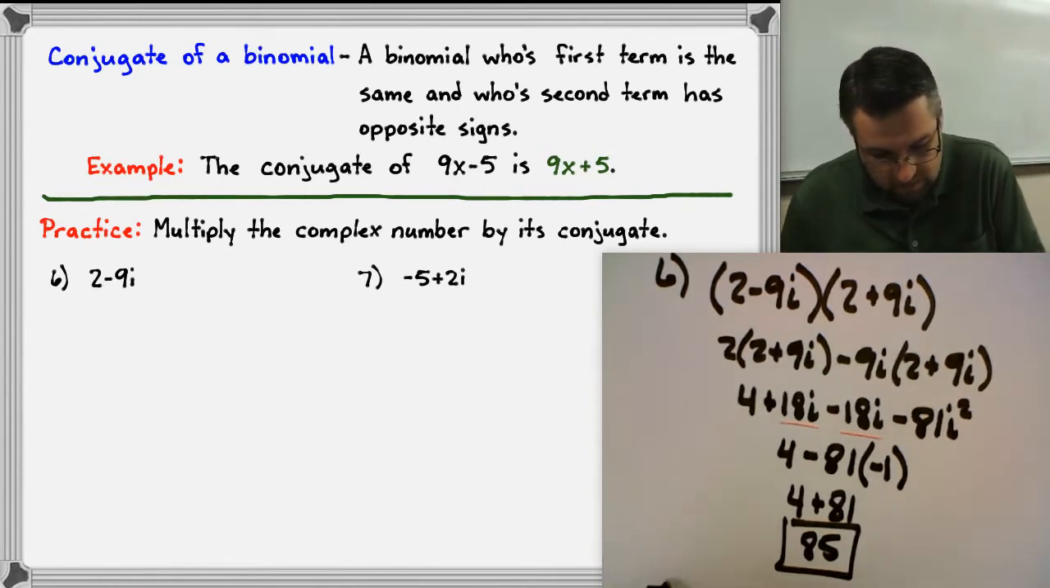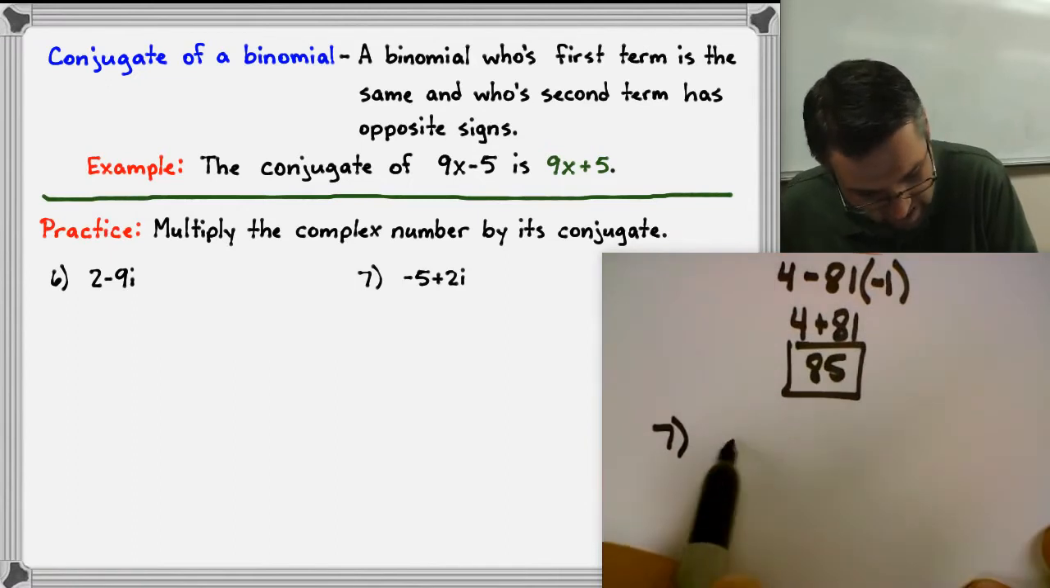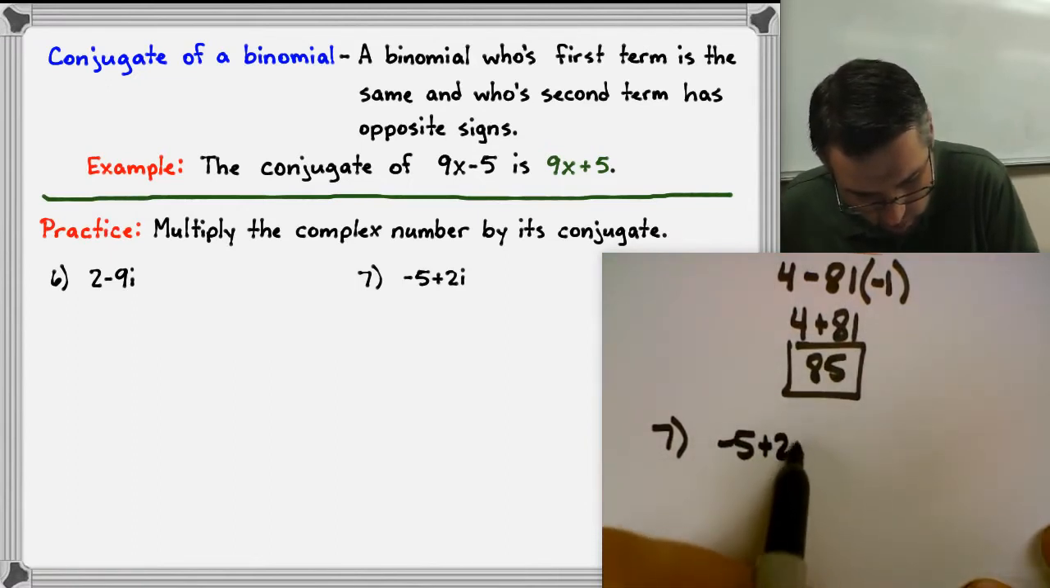For number 7, we have negative 5 plus 2i. What is its conjugate?